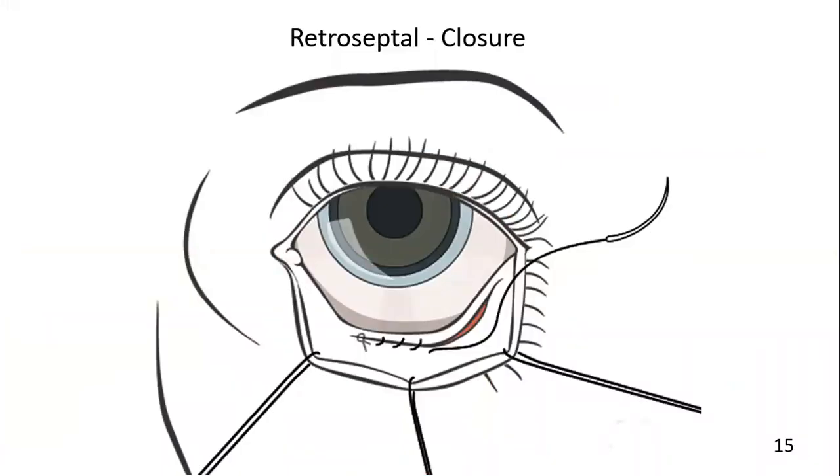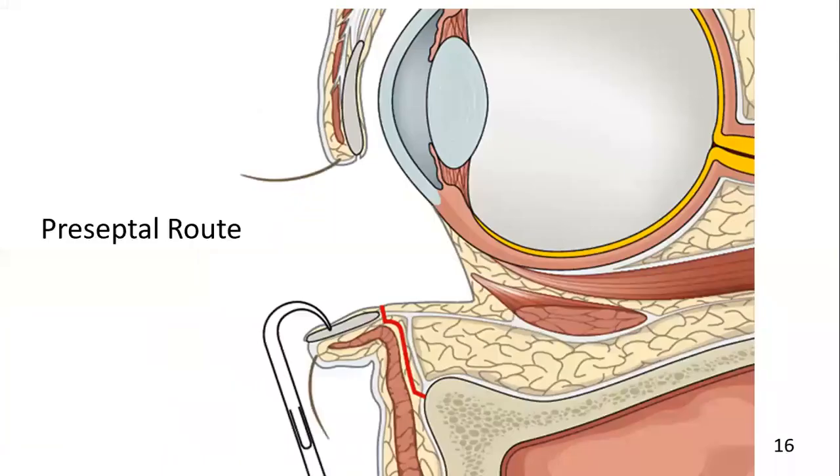Closure of the periosteum or the periorbita is not possible. The conjunctival incision is closed with a running 6-0 fast absorbing suture. The suture ends may be buried or guided transcutaneously to bury the knots. Now we come to the preseptal route.